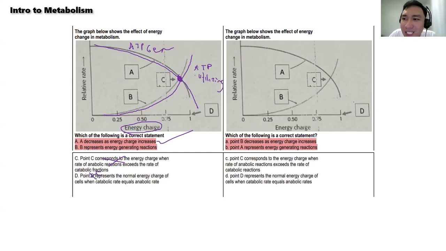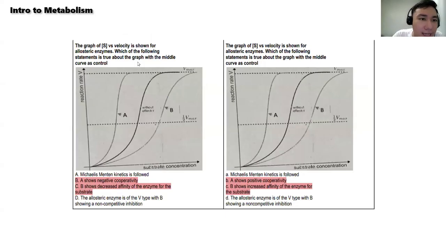Okay? Dito sa batch 2026, binago lang yung options. So which of the following is a correct statement? Point B decreases as energy change increases. Mali. Because it's increasing. This is your ATP utilizing pathway. Point A represents energy generating reaction. Bumababa siya as energy charge increases. Yes. This is true. Okay? And C and D have the same rationale lang as 2027. So the graph of S versus velocity is shown for the following enzymes, which of the following is true of the graph with the middle curve as control.